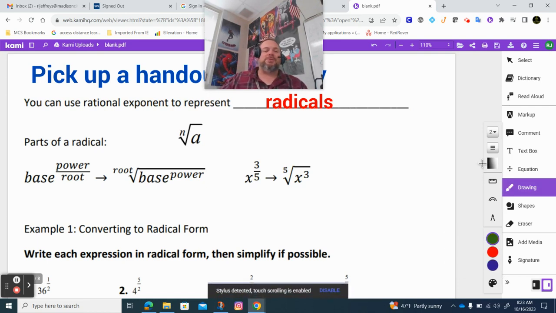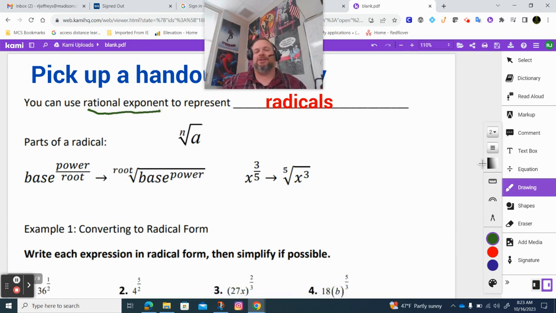All right, you can use rational exponents to represent radicals. Rational is a fancy word for fraction.